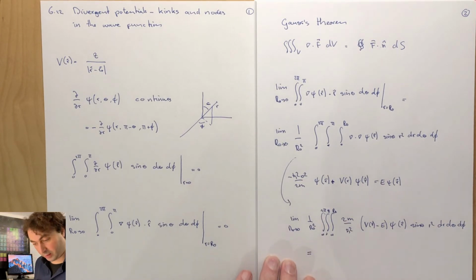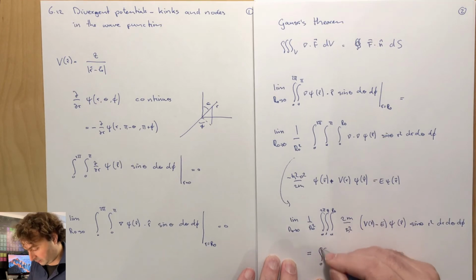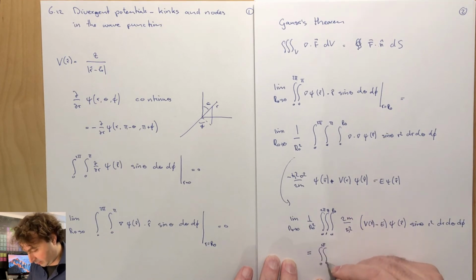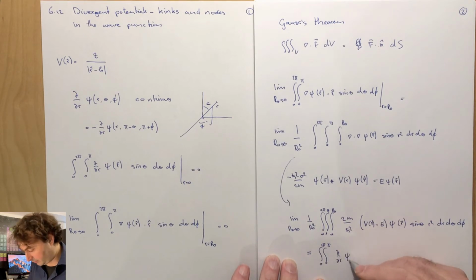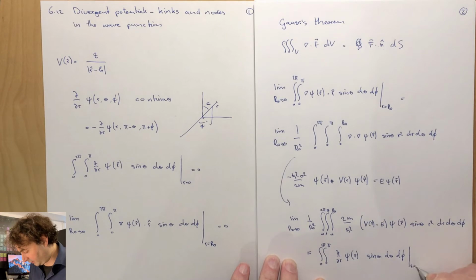And this is equal to the integral that we had before, the integral over the derivative of the radial part of our wave function evaluated in the origin.